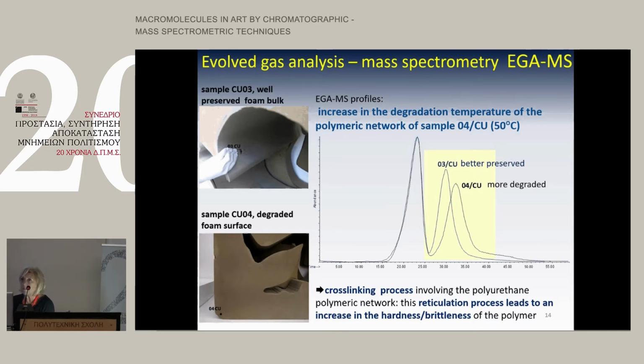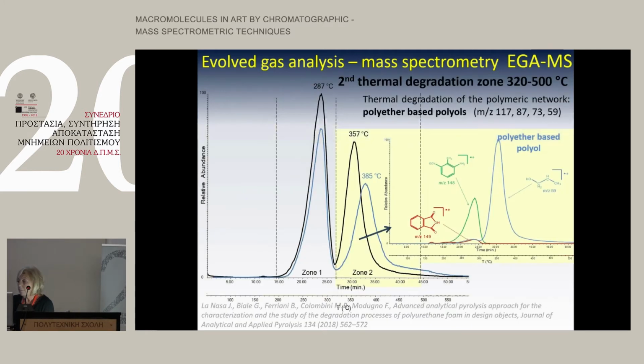For this reason, you have higher temperature, and this means that your material is harder, and it is fragile. So it is losing some pieces, and this is the problem of the outside of this sculpture. But if you are looking at the chemical composition, you can understand from this mass spectra that you have polyether-based polyols, which is not striking because we know that this is a polyurethane foam, but what is striking is the difference in temperature.